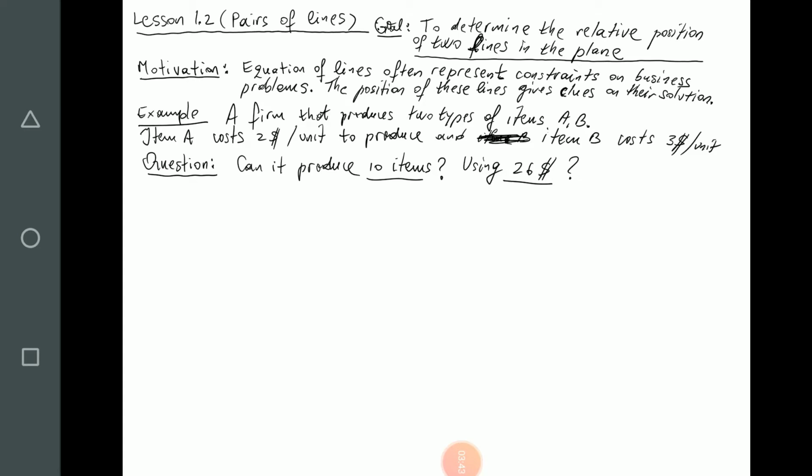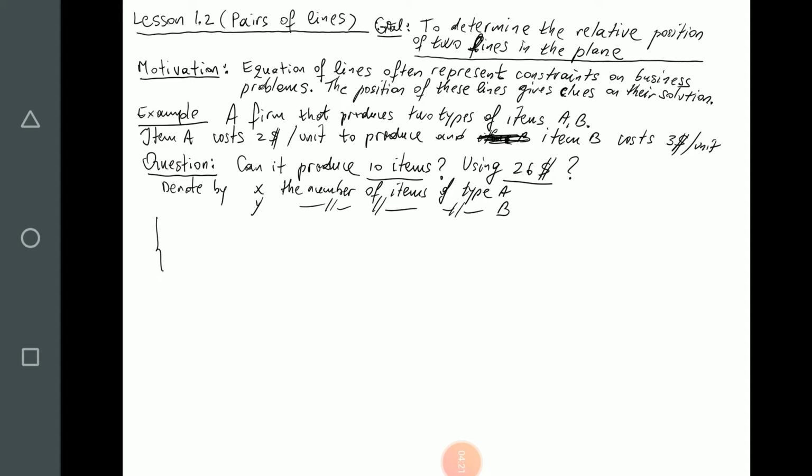So when we put this into math, obviously we need some variables. Let's denote by X the number of items of type A, and by Y the number of items of type B. And if we look carefully, the two constraints form two equations of two lines. So let's see how that comes to be.